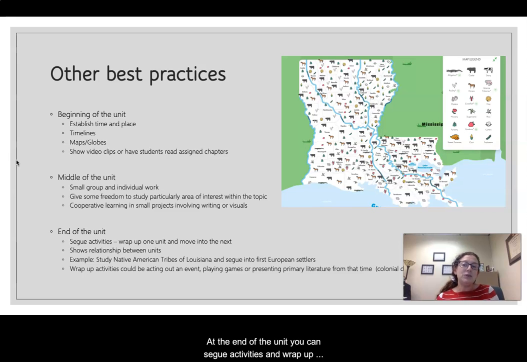And then at the end of the unit, you can segue activities and wrap up one unit to move to the next. So you can show relationships between units. For example, if students are learning about Louisiana as a state and they want to understand their natural resources, and that's where we're wrapping up, then we might get into an economics unit where we're going to talk a little bit about how these different commodities and natural resources affect Louisiana's economy.